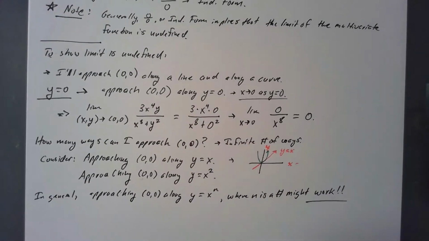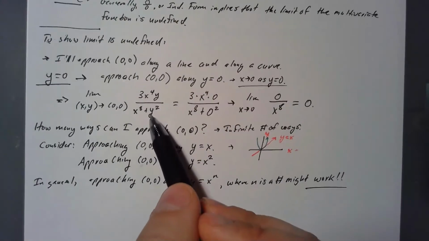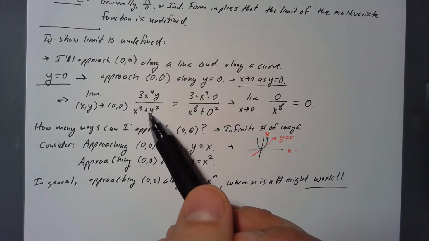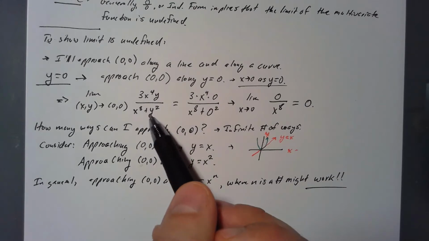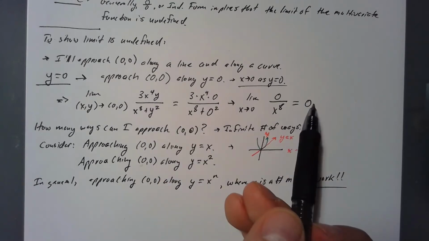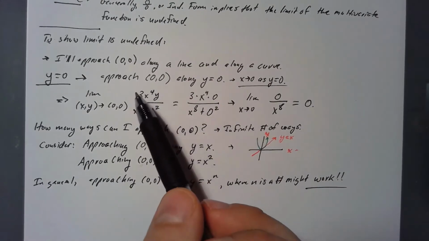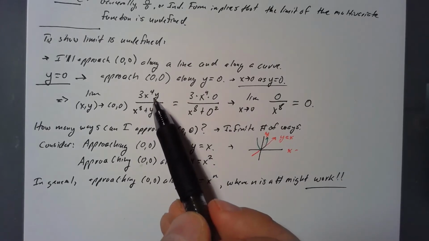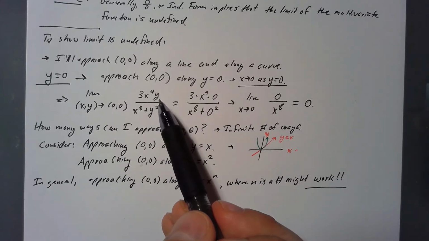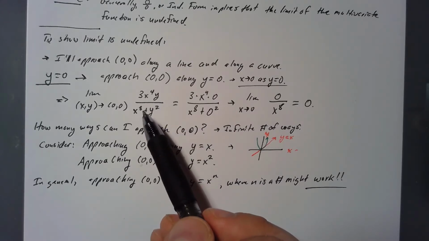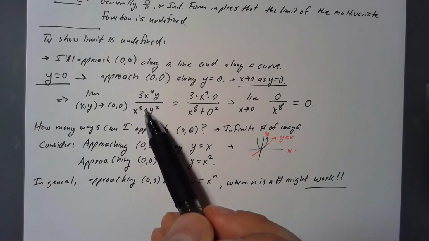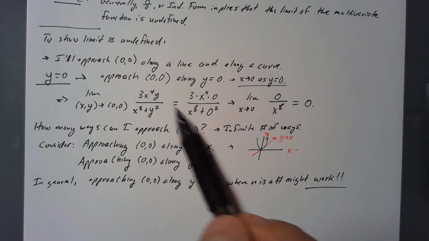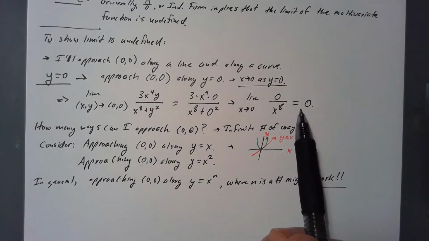If I look at my original function, I'm trying to get this thing to evaluate to something other than 0. This is where you have to really think hard about your algebra. I have x to the fourth times y over x to the eighth plus y squared. The first time I did it, I got 0.